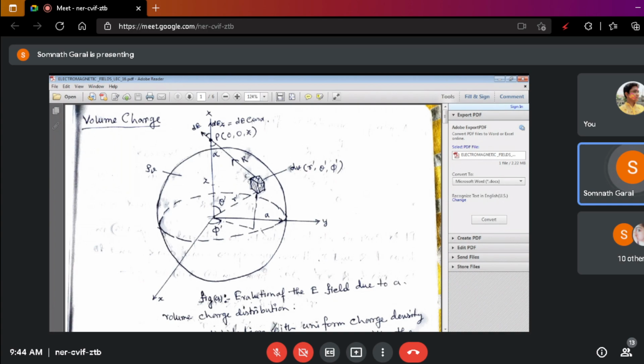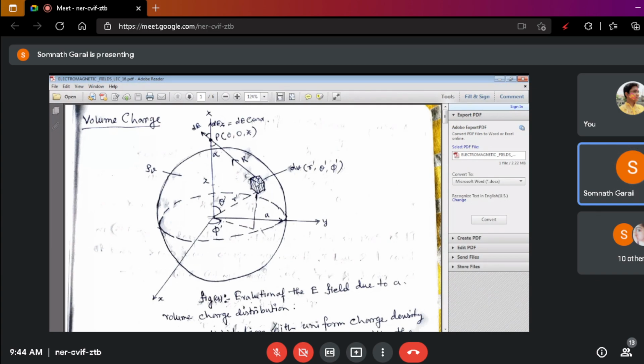The angle created between the line joining the point and the volume, with respect to the z axis, is alpha. This is alpha, and this is also alpha according to geometrical hypothesis.